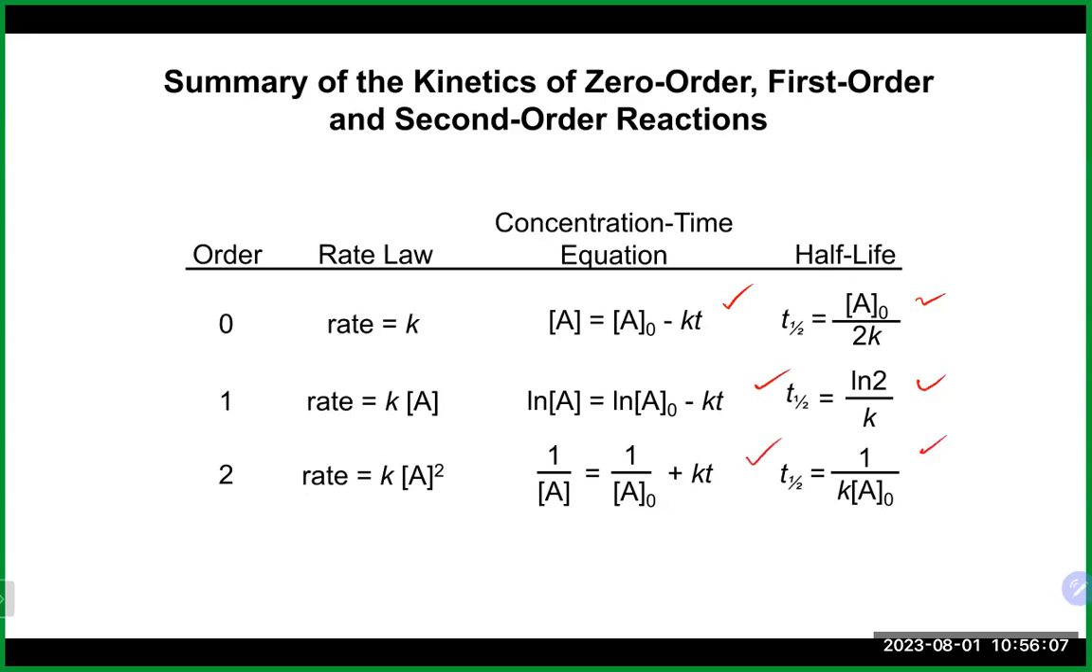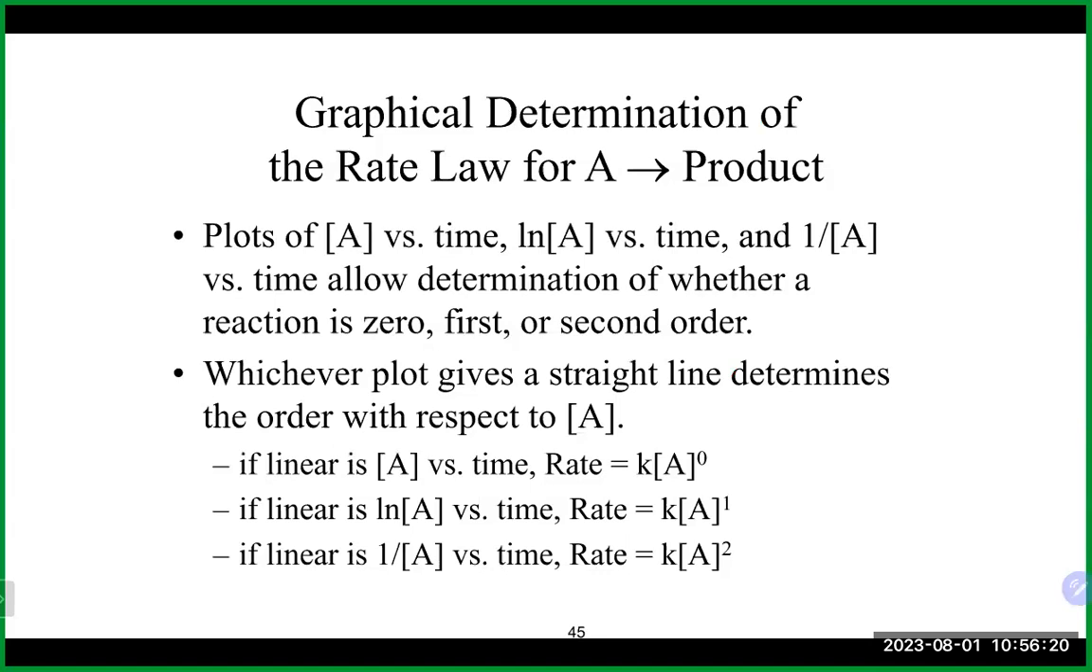If you're good in math, if you can't remember the half-life equation, you could always substitute in here initial divided by 2 and solve for T as a way that you can get to the half-life equations. As we saw graphically as well, if concentration versus time is linear, then it would be 0 order. If natural log of A versus time gives you that linear line, then it would be first order. And if 1 over A, it would be second order.